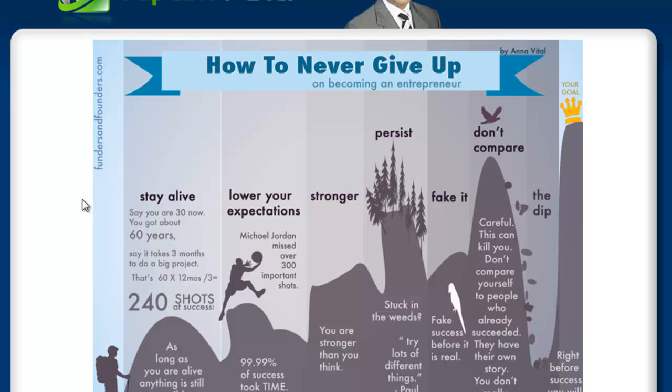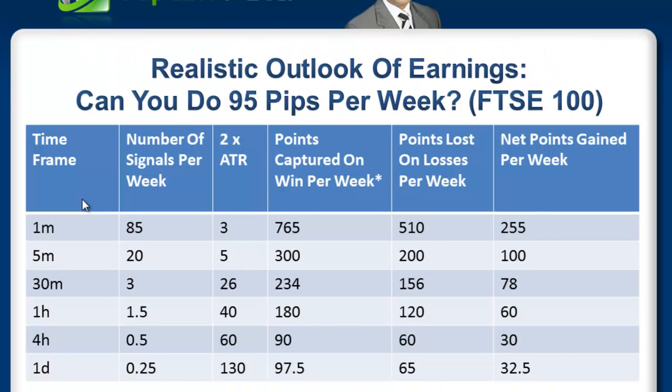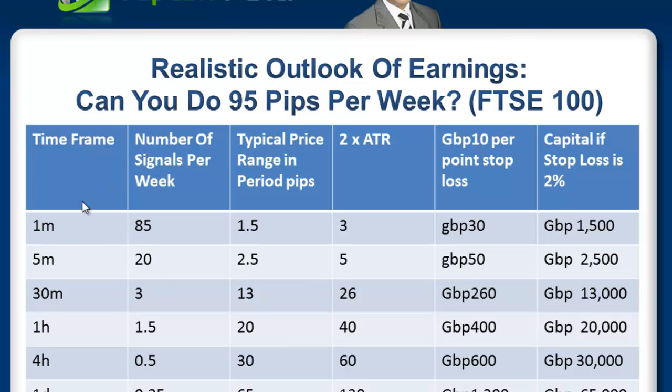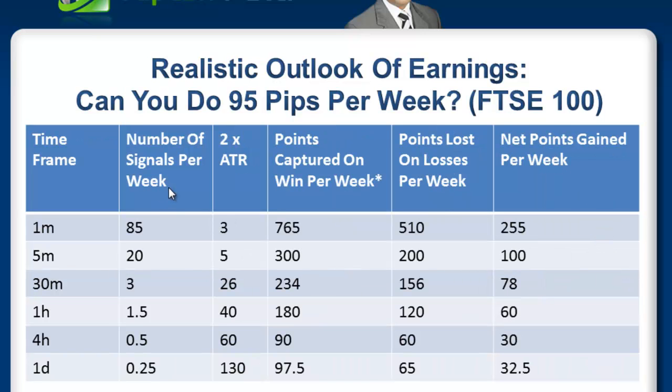But as I've already shown you, I want to just go back to the most important two charts. When you look at this time frame, 1 minute, the number of signals per week that you're getting on my buy and sell indicator, the typical range, which means that at £10 a point, the amount of capital that you need if you're risking 2%, the next step for you to calculate is how many points you would be capturing when you win, how many when you lose, and what are the net points therefore gained.